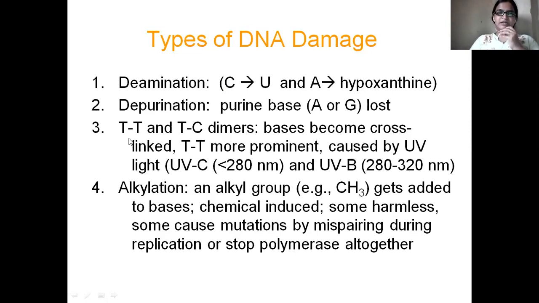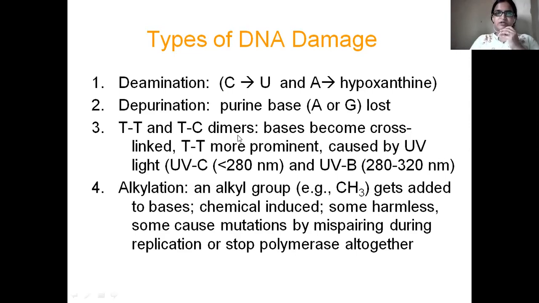Next, the third one is TT or TC dimers. Formation of TT dimers or TC dimers. Bases become cross-linked. TT dimers are more prominent. It is caused by UV light, UVB, which has 280 to 320 nanometers. So these TT and TC dimers are actually called pyrimidine dimers.